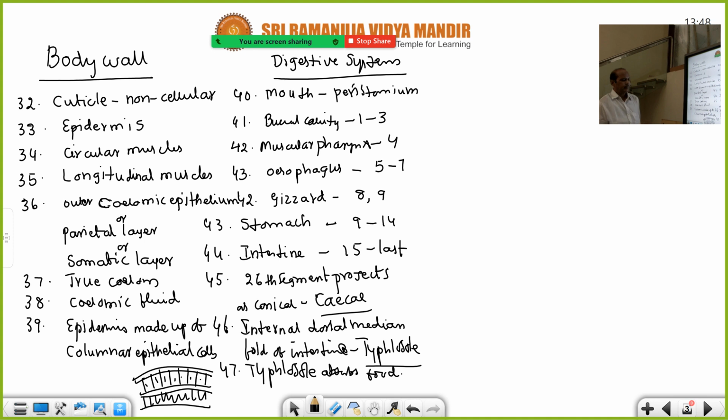So these actually located, typhlosole located in between. Remember, all of you, and this problem type question also I have given.